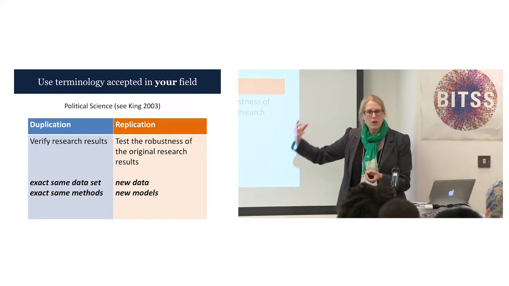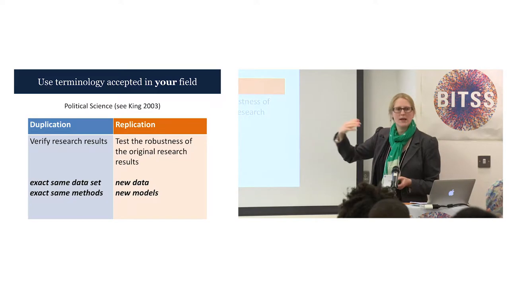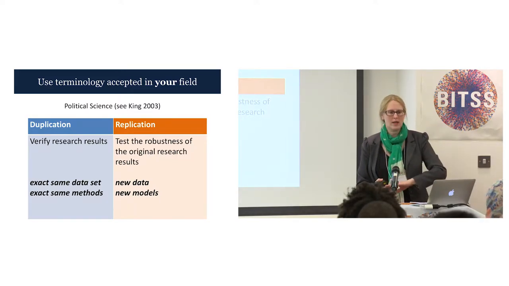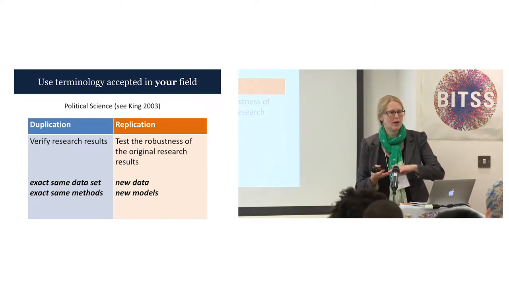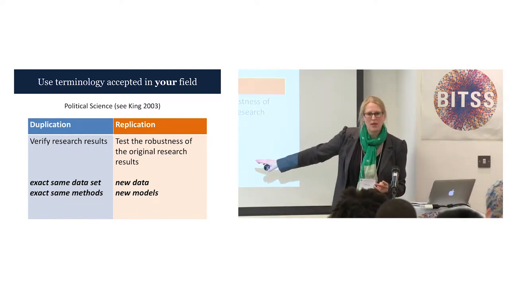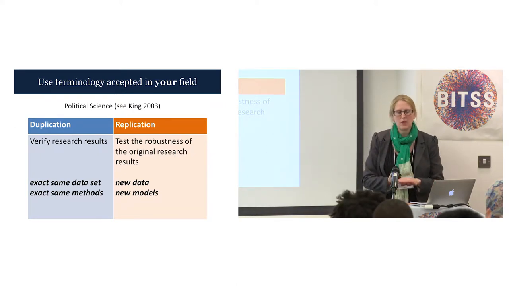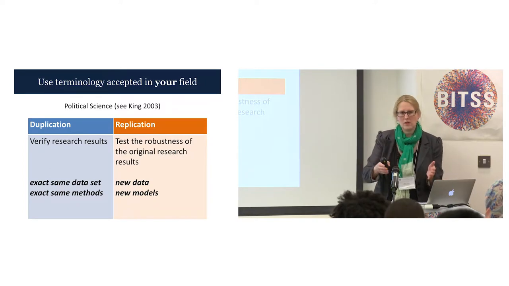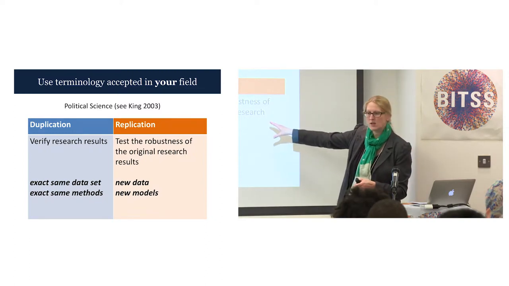And a proper full replication within the world of political science would be to test the robustness of the original research results. And here you would collect new data. Often you can measure, say, democracy or human rights in slightly different ways, right? And you would try and apply improved models. And not just for the sake of it, but often you can apply 5 different models, and you want to make sure that the best model was used for the data. So this is what we would call a full replication.